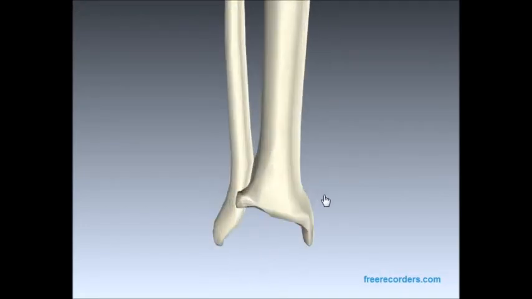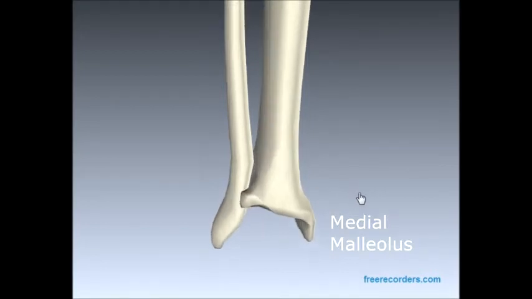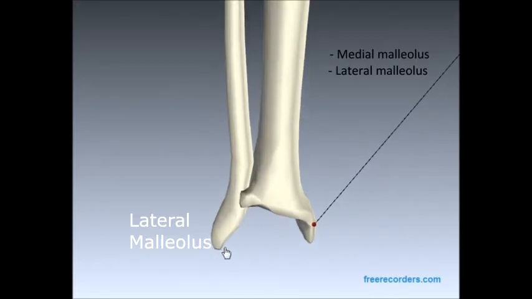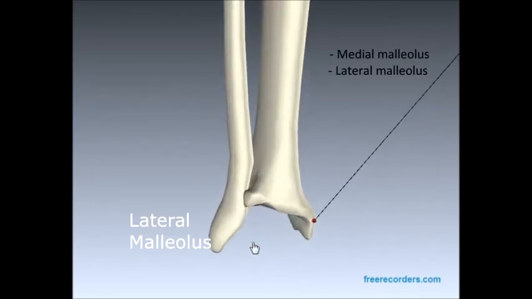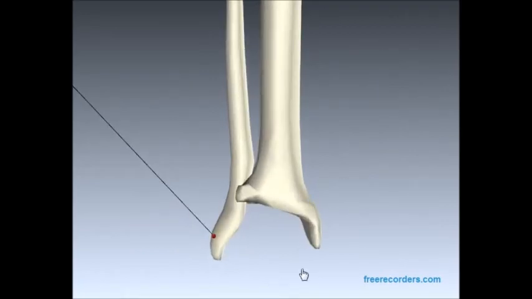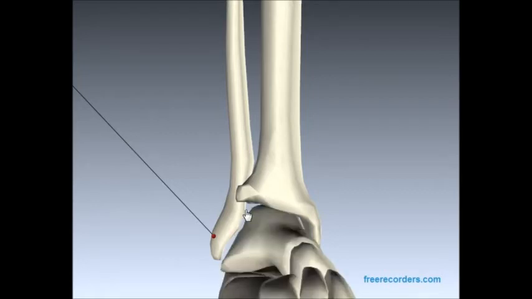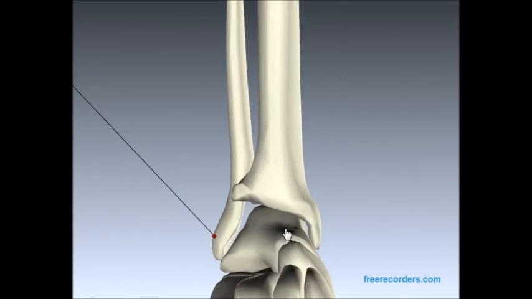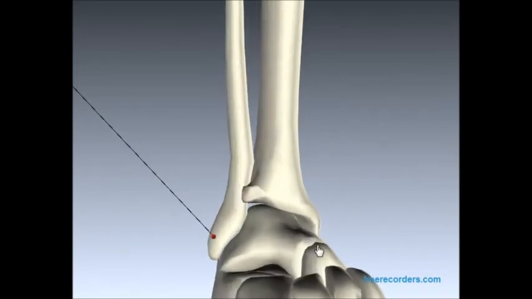And on the distal region, we have the medial malleolus, which is located on the tibia, and the lateral malleolus, which is located on the fibula. This region here forms the ankle joint. The distal end of the tibia and fibula articulate with the tarsals of the foot, which we will see next.